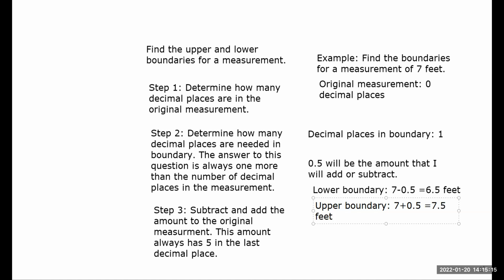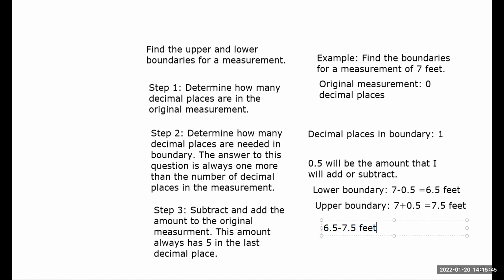So we would say that the boundaries for this measurement would be, you would write this as 6.5 to 7.5 feet. And 7 is right in the middle of that interval. So this would be your answer, okay?